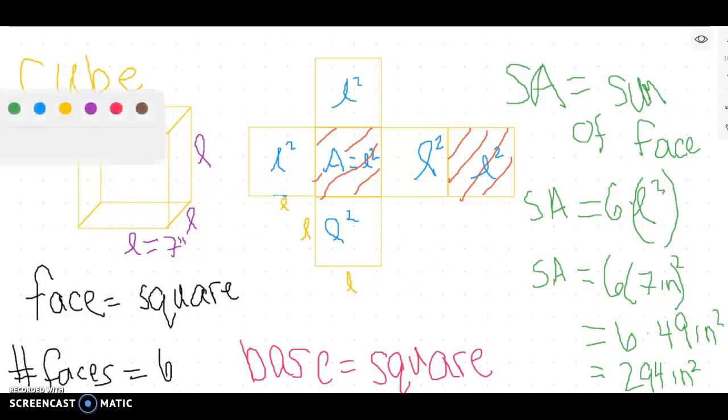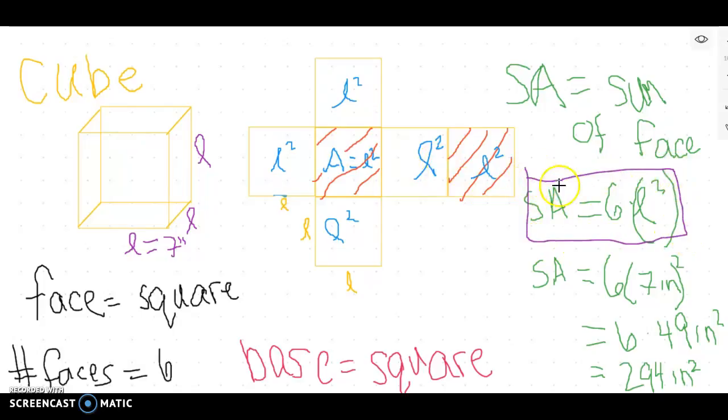So the most important piece of this entire explanation is this formula right here. Surface area equals 6L squared. So there you have it.